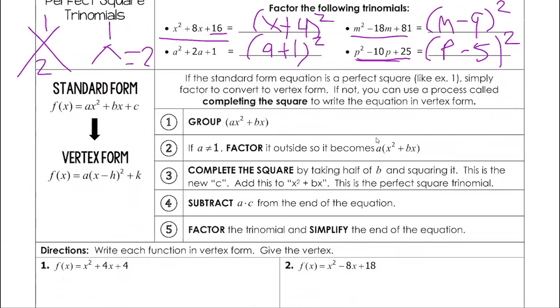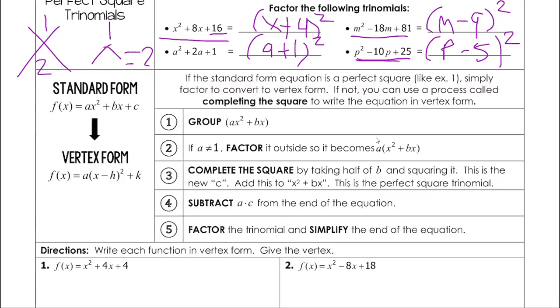So we're going to see our steps. We group our ax squared plus bx part together. We just look at the first two terms of our trinomial. We'll see if we have a coefficient, we have to factor it out. We'll see how to deal with that. It does make it a little bit tougher. But we're going to complete the square by taking half of b and squaring it.